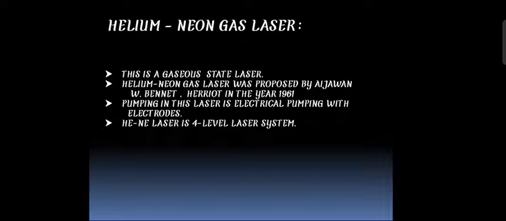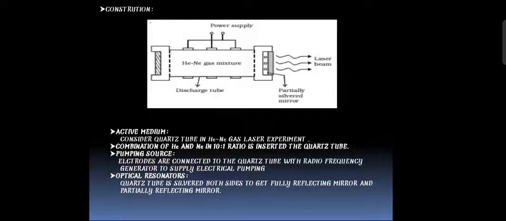And then get into the helium neon gas laser experiment. This is a gas state laser. Helium neon gas laser was proposed by Javan, Bennett and Herriott in the year 1961. Pumping in this laser is electrical pumping with electrodes. It has a 4 level system.